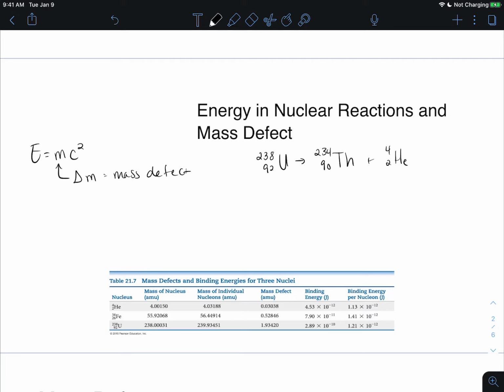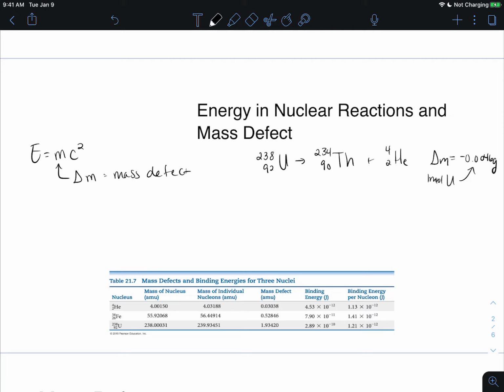In this process, the difference in the masses between the products versus the reactants is negative 0.0046 grams. Not a very large amount. That's a very, very small amount, as a matter of fact. But it's enough to cause a large amount of energy. So if we have 1 mole of uranium, we get a mass defect of negative 0.0046 grams.